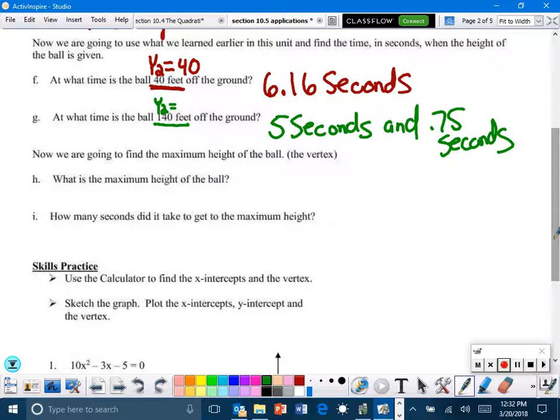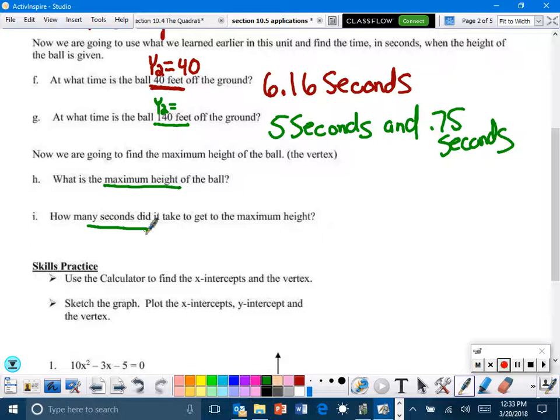All right, now we are going to find the maximum height of the ball. Well, that I just taught you. So first we're going to figure out the maximum height, then we'll figure out the number of seconds. And then that's it for today's lesson. The rest of this is to practice it. And again, you're going to need to use a calculator. If you don't have your own, you need to use the one on the internet that you have access to.